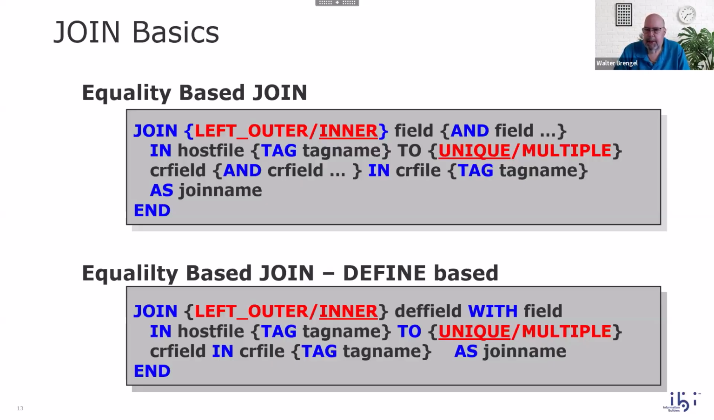If you're doing a define-based join, you want to do a join but you don't have the field directly, you can do a define-based join and create a define expression. It's the same as the equality-based join, but you're just going to add the with field after the define field in the cross-reference in the host. So I have join left outer, inner, define field, with field. The with field has to reference a real field that's in your synonym, in your master.